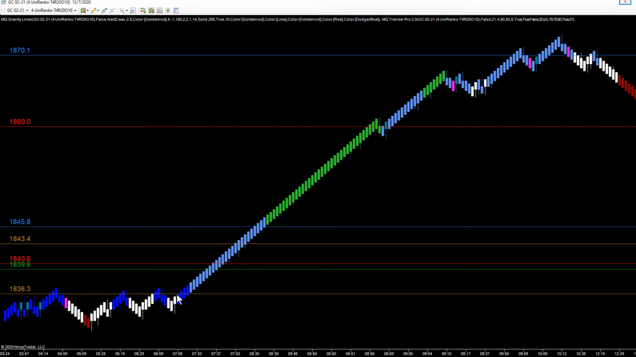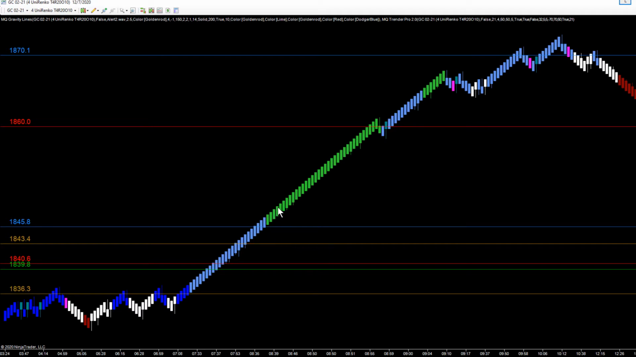You can see right in here is where Trender Pro turned bullish, strong bullish, and then just kept pushing up. And again, just a few little pullbacks, but no reason to get out, no reversal bars, no reason to get out until we get all the way up into here. And you can see we had a target up here.